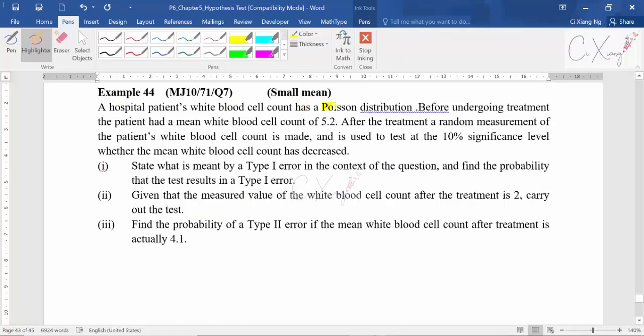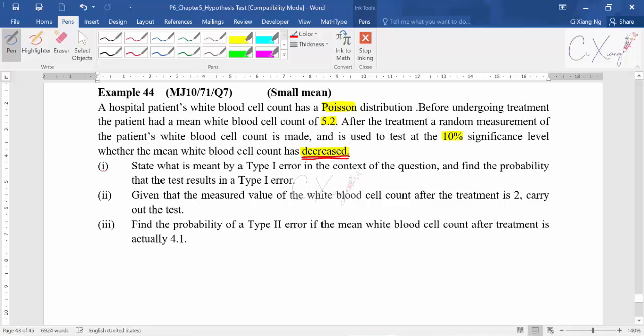From this question, they already tell you that you have a Poisson distribution, the number of white blood cell count. Before undergoing the treatment, the patient has a mean white blood cell count of 5.2. After the treatment, a random measurement of the patient's white blood cell count is made and it is used to test at the 10% significance level whether the mean white blood cell count has decreased. I think this word decrease will be the keyword to help you form the alternative hypothesis.